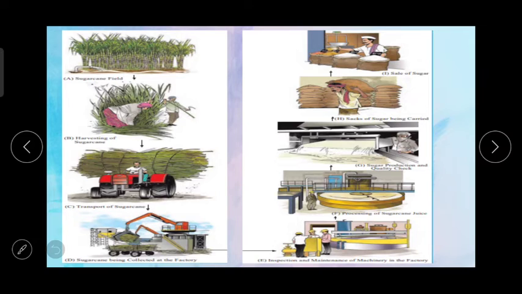So the questions are: classify the occupations from primary to quaternary. In this picture you have to classify from primary to quaternary. Sugarcane field, A. Then B. Harvesting of sugarcane. C. Transport of sugarcane. Then D. Sugarcane being collected at the factory. Then sale of sugar. Or if we go from this, inspection and maintenance of machinery in the factory, processing of sugarcane juice, sugar production and quality check, sacks of sugar being carried, and sale of sugar. You have to classify this.